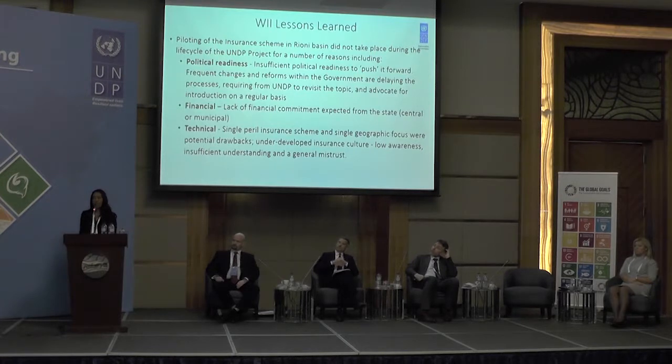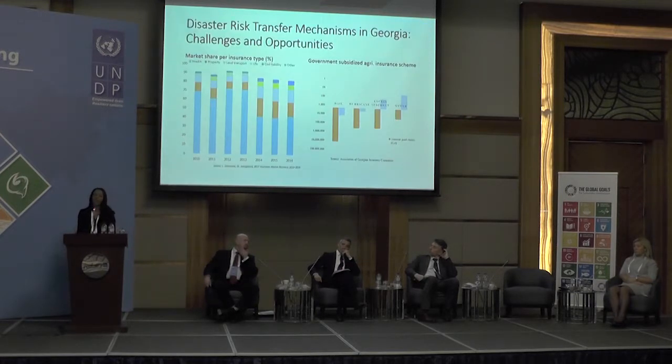And we also found that on the technical side, we had developed a single peril scheme for a single geographic location, and this was a potential drawback. In addition to this, there wasn't the technical capacity. The insurance culture in Georgia is quite underdeveloped, and we found that the insurance companies themselves lacked the technical capacity to develop the products off of the back of this model. I should also say there's a general mistrust of insurance in Georgia as well. So that was the insurance model, and I just very quickly wanted to talk about other risk transfer mechanisms.